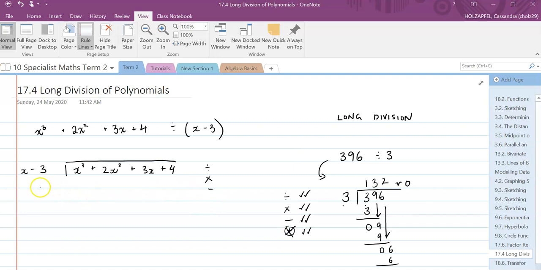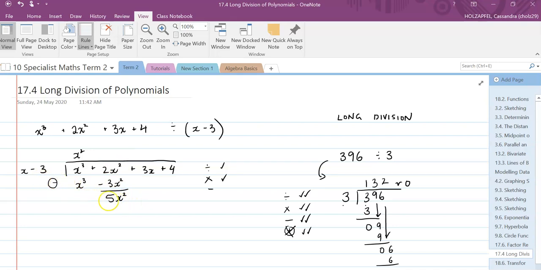With this, rather than using the digits, we're going to just use the x terms when we first divide. So x cubed divided by x is going to be x squared. We're going to multiply this entire divisor, x take 3, by x squared, so that we have x cubed minus 3x squared. So it's a little bit different to the last process. Now we're going to subtract the two. So x cubed take x cubed is 0. 2x squared minus negative 3x squared is going to make 5x squared.